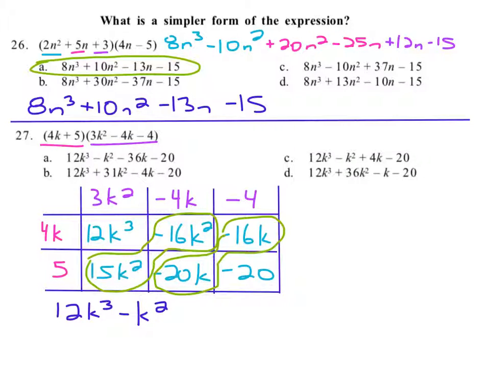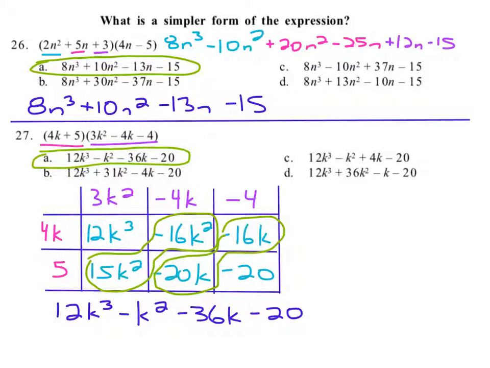And then these k terms, negative 20k and negative 16k, become negative 36k. And just to be clear, that right there is a negative. Okay. And then just the one constant, so nothing combined with that. And that's what you get. So then we're looking for our answer. We've got 12k cubed minus k squared minus 36k minus 20, and that is answer A.